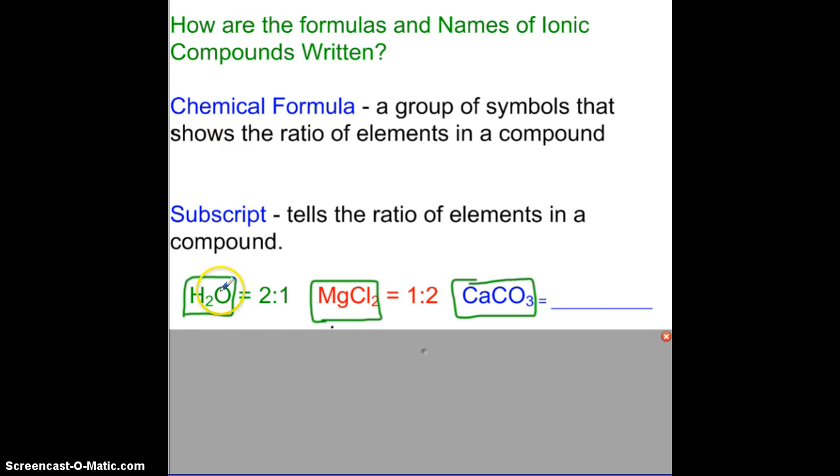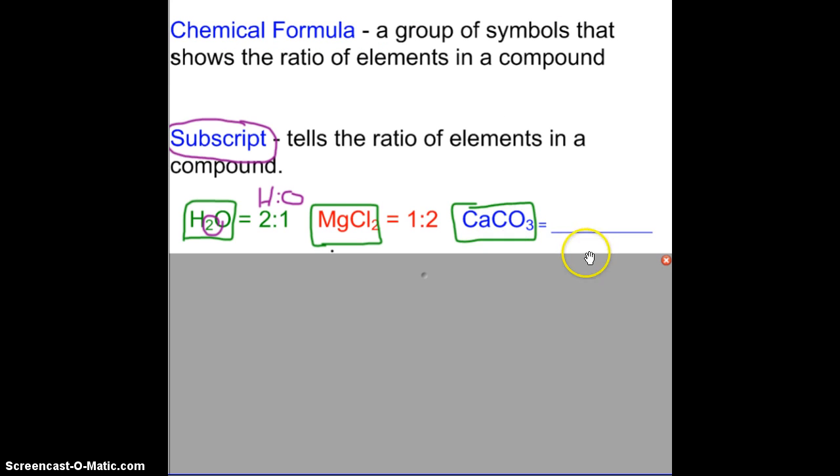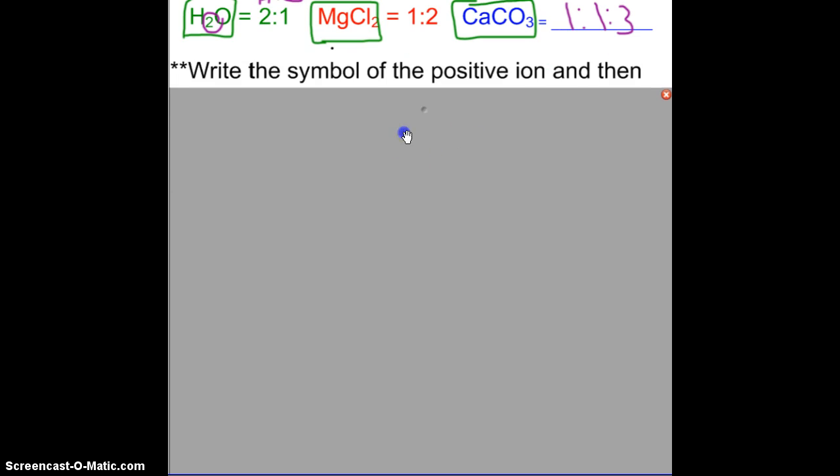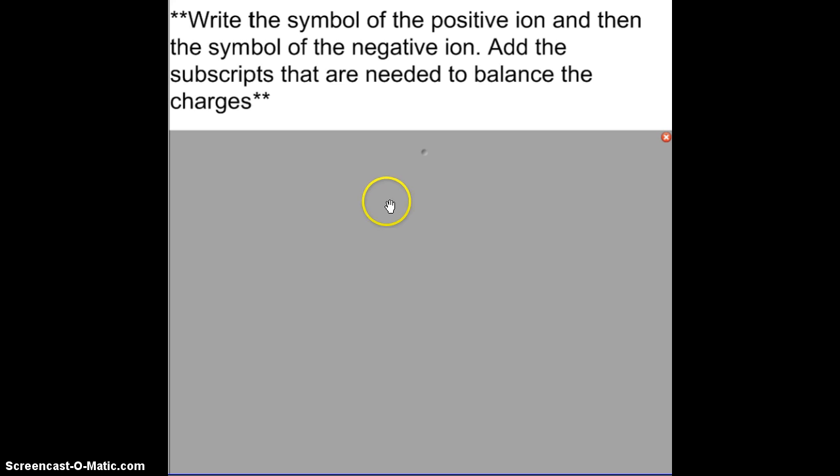The little number you're seeing here, this little 2, is called a subscript. A subscript is a little number that tells us the ratio of the elements. So it means that there are 2 hydrogen for every 1 oxygen. There is 1 magnesium for every 2 chlorine. In the calcium example over here, we have 1 calcium, 1 carbon, and 3 oxygen. All right, so let's work on making these chemical formulas.